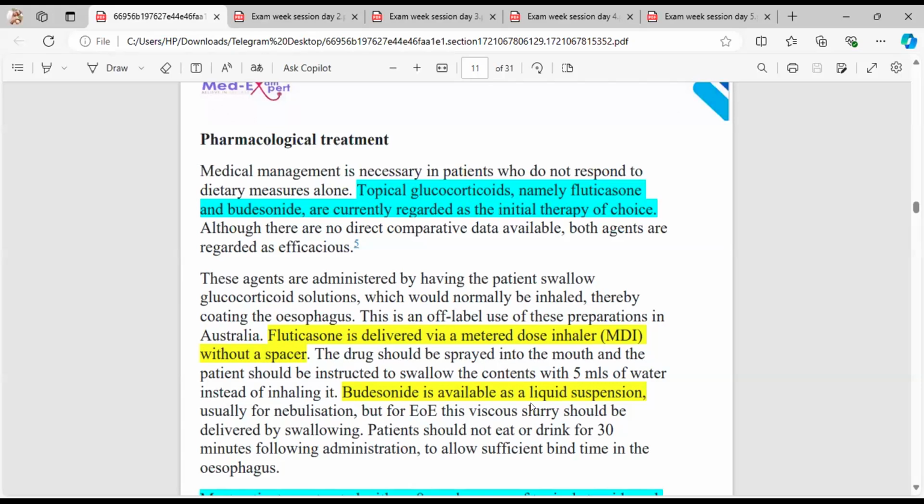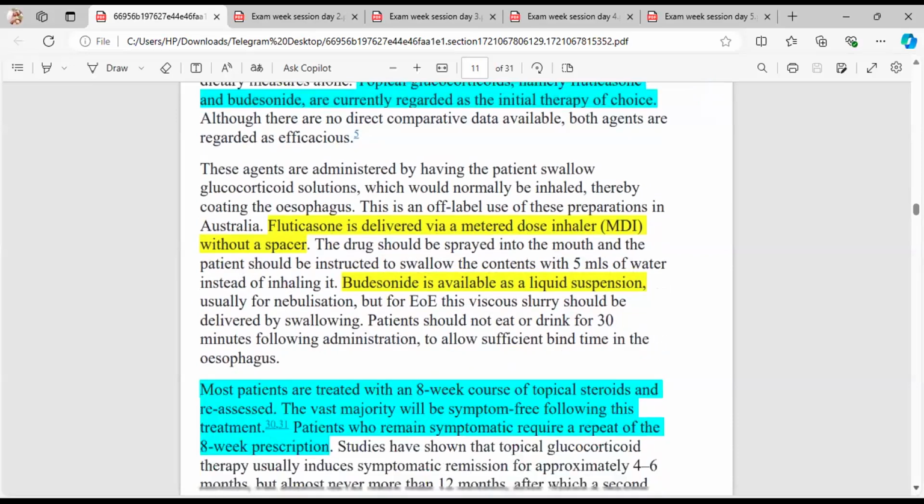If the route is not mentioned in the question, and not mentioned in the answers as well, then what will you choose between budesonide and fluticasone? Then you will choose budesonide. Then your answer will be budesonide. But I am sure that they will give you some hint in the question. So this is all about our eosinophilic esophagitis topic.